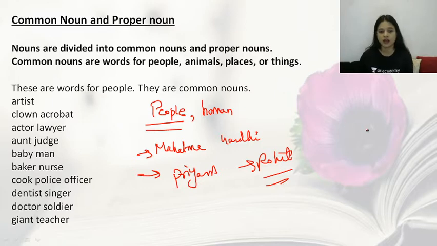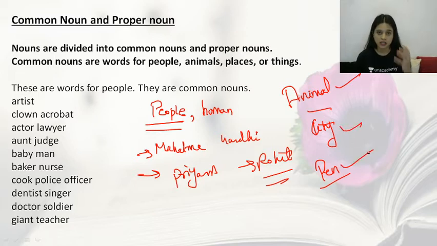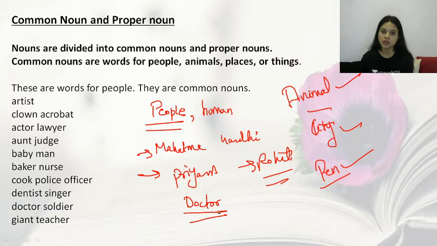Secondly, if I say animal, or if I say city, and I say pen, these are all common nouns. It could be any animal, any city, any pen. Now, common nouns are also collections of people. So when I say doctor, this is also a common noun. It could be any doctor in the world, right? I'm not talking about one doctor in particular.